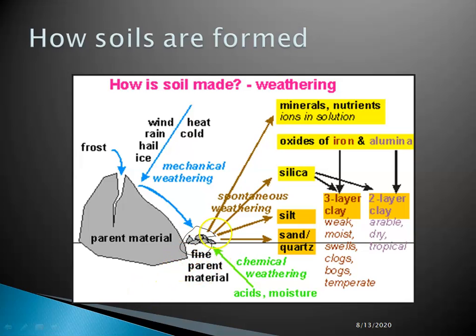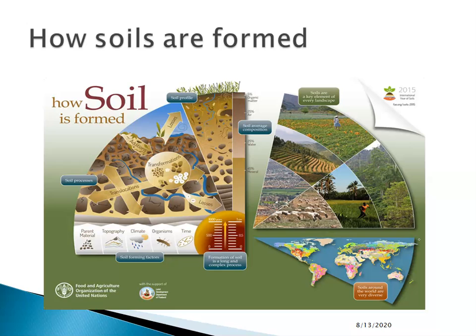Then continuous weathering is happening, and there is a lot of movement of minerals, nutrients, ions in solution. The oxide formation is there, that is of the iron and the alumina, silica, silt, sand cores. So this is how the soil is formed. 3-layer clay, weak, moist, swell, clogs, bogs, temperate. You can see there is arable, dry, tropical. These are the conditions. So this is how soils are formed.